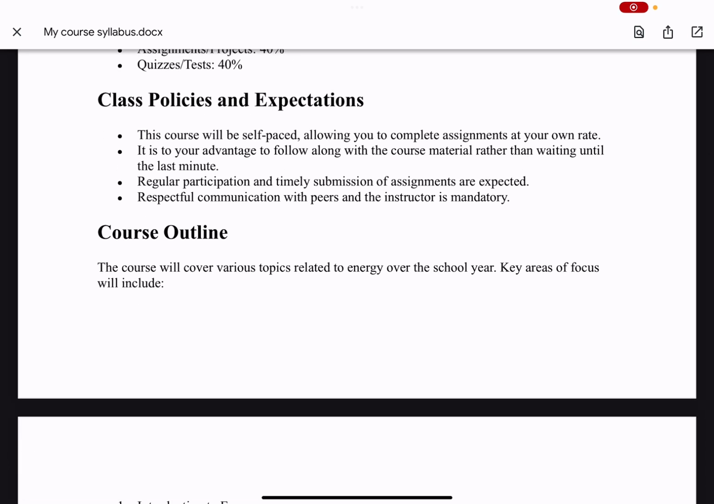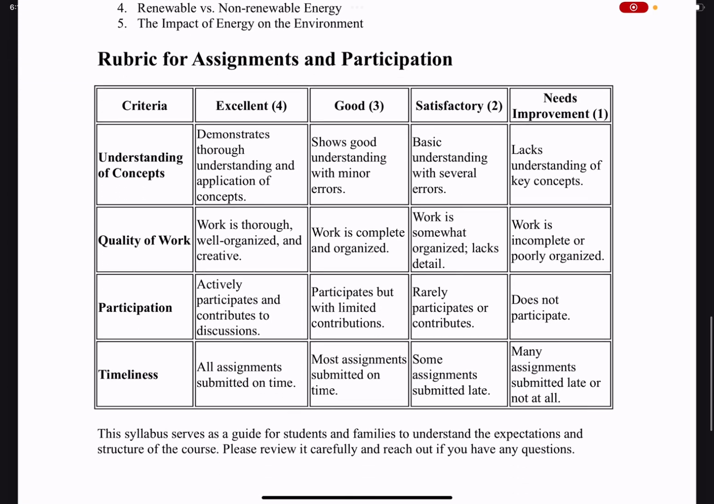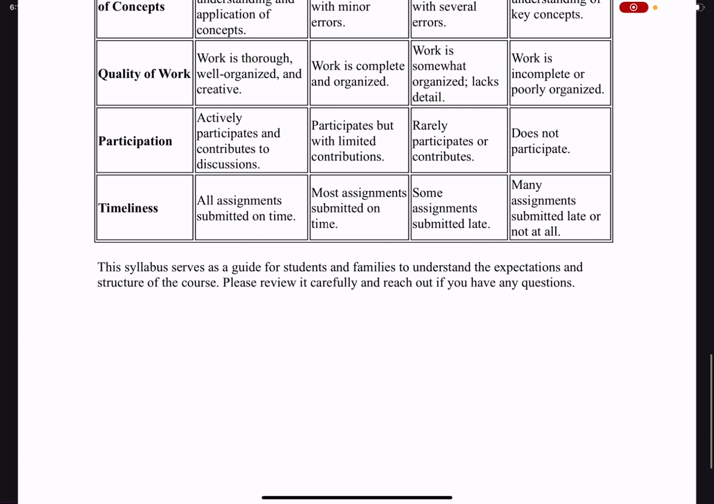Alright, so the course outline will discover various topics related to energy over the school year. Key areas of focus will include: 1, the introduction to energy; 2, types of energy; 3, energy conversion and conservation; 4, renewable versus non-renewable energy; and 5, the impact of energy on the environment. Here is kind of like a rubric for the assignments and participation. Below, you will see the criteria of how you will be ranked on a scale of 1 to 4. This syllabus will serve as a guide for students, such as yourselves, and families to understand the expectations and structure of the course. Please review it carefully and reach out to me if you have any questions at all.